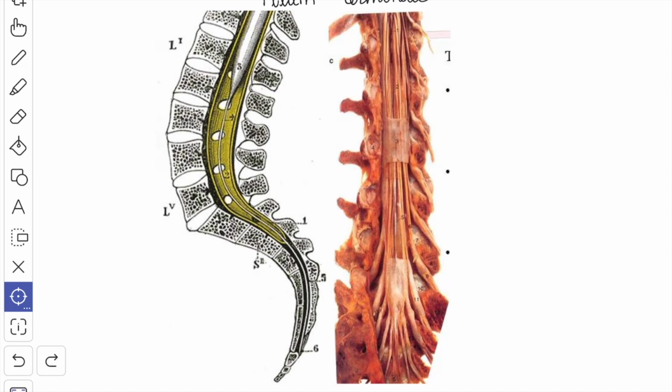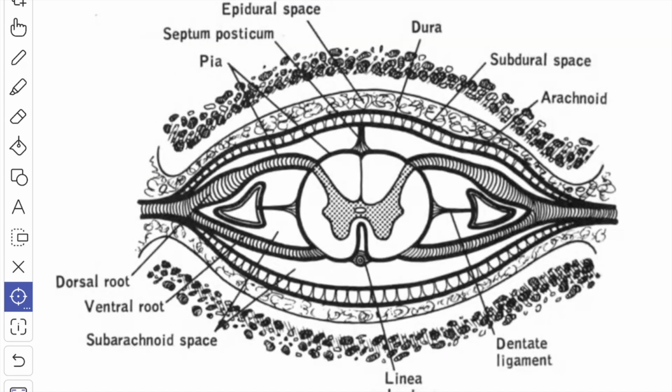The filum terminale consists of two parts, the filum terminale internum and the filum terminale externum. The filum terminale internum is about 15 centimeters long and lies within the dural sac. So this is the dural sac. The part which lies within the dural sac is known as the filum terminale internum. The filum terminale externum is about 5 centimeters long and lies outside the dural sac, that is below the level of the second sacral vertebra.